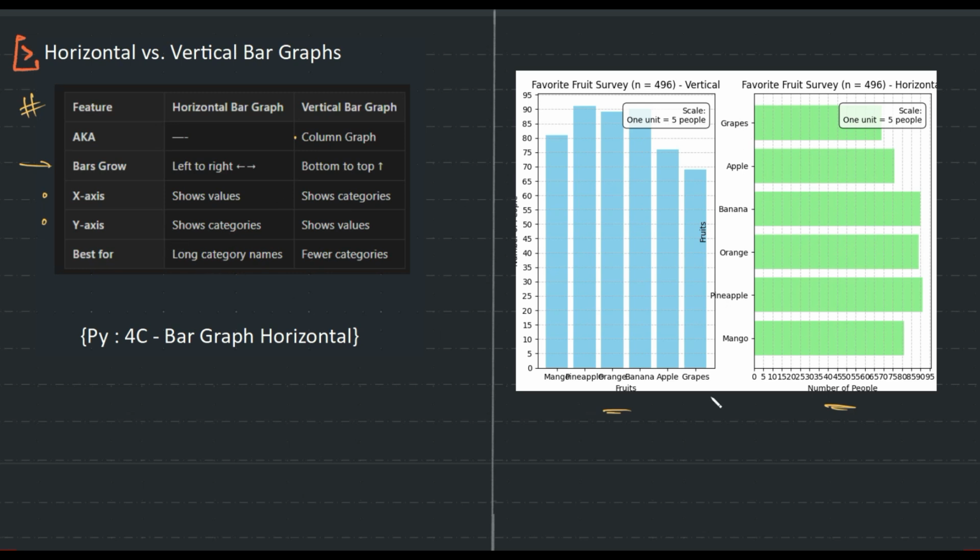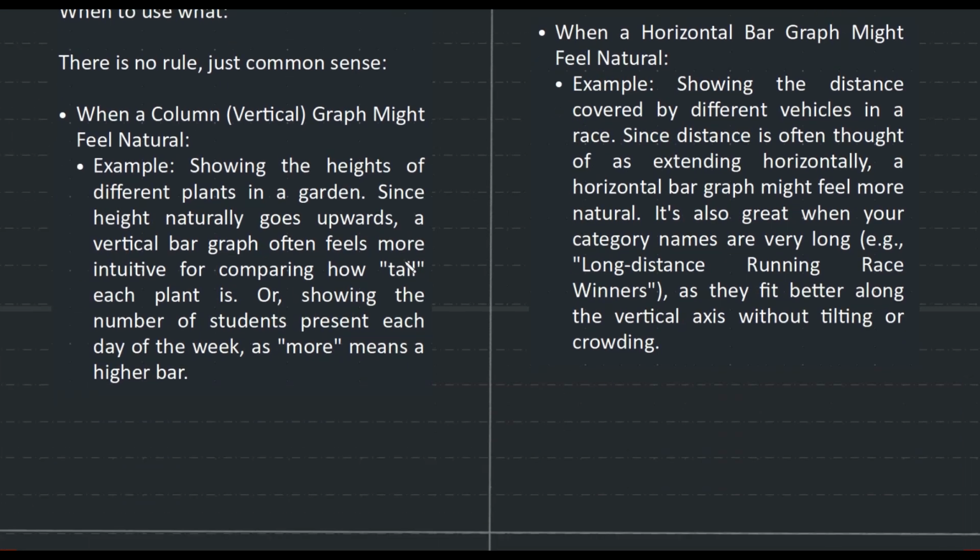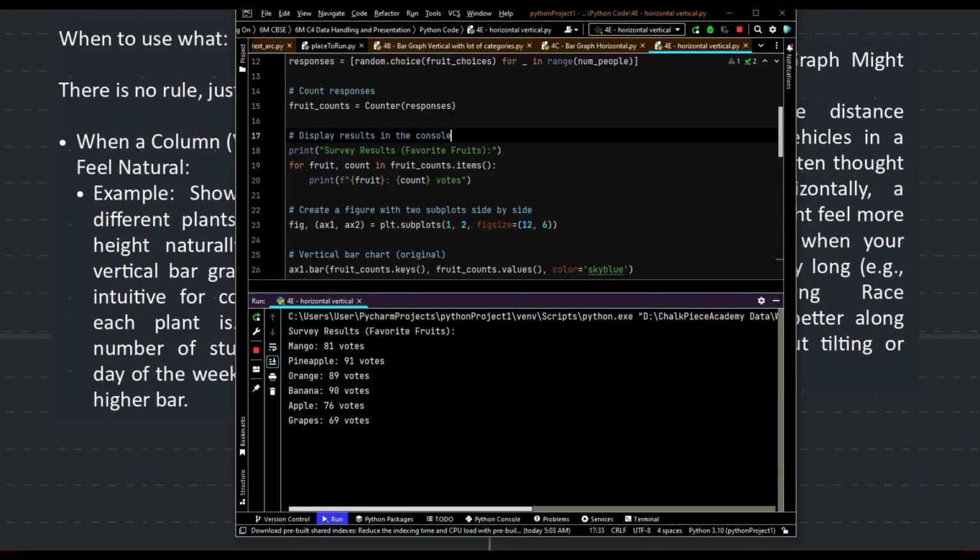The horizontal, that is, this is horizontal, is best fit to show long category names. See, here we have 1, 2, 3, 4, 5, 6. Here too, it's 6. Can you see the difference? Here we are not able to read the names. Here we can clearly read the names. So it should be commonsensical to you guys when to use vertical and when to use horizontal. Right? Okay.